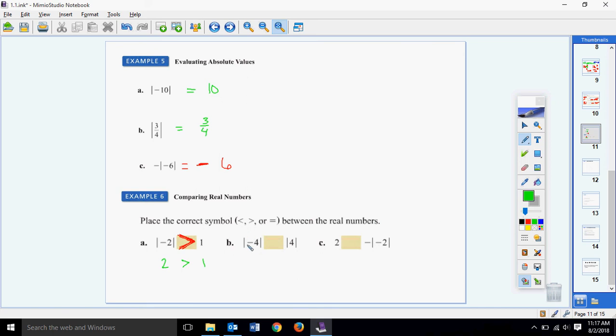Over here, let's simplify our absolute values. The absolute value of negative 4 would be 4. The absolute value of 4 was 4. Therefore, I put an equal sign in between here. Over here, simplify this. Remember, we want to just look at the inside of our absolute value. The absolute value of negative 2 would be a 2. Drop down our negative. Now let's compare which one would be bigger. 2 is greater than negative 2, so alligator mouth eating the 2.